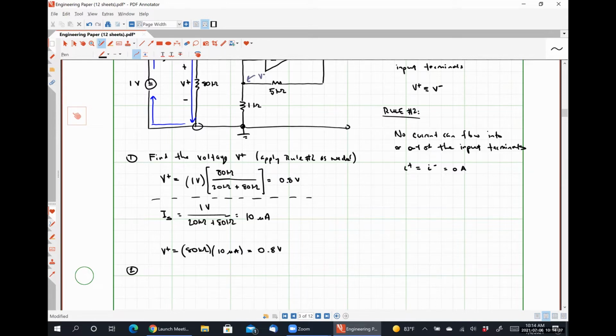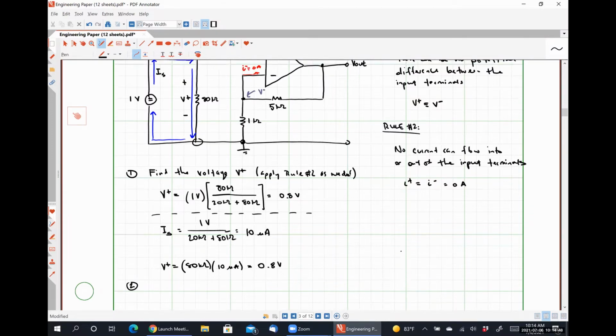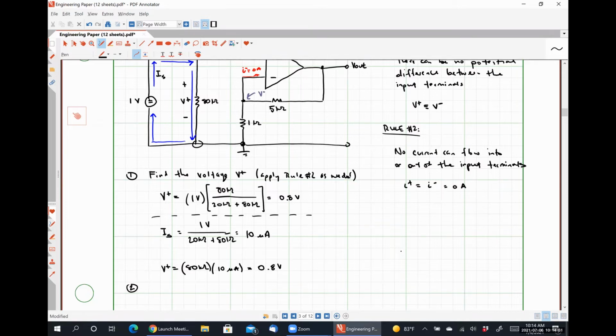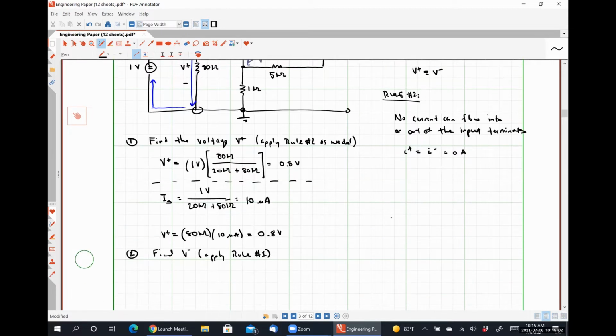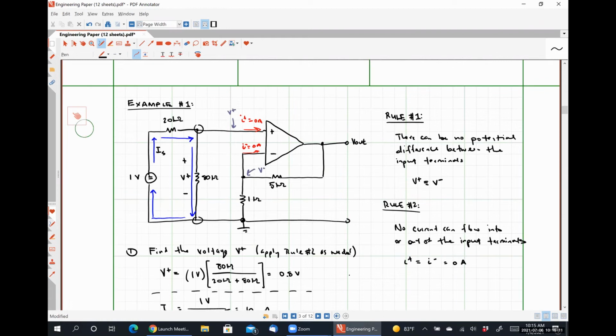What is step number 2 in analyzing an op-amp circuit? Saying that V plus is equal to V minus. Right, so effectively just applying rule number 1. So find V minus, apply rule number 1. We know that V minus is exactly equal to V plus, which is 0.8 volts. So just to be clear, I'm going to say that we have 0.8 volts here and 0.8 volts here.